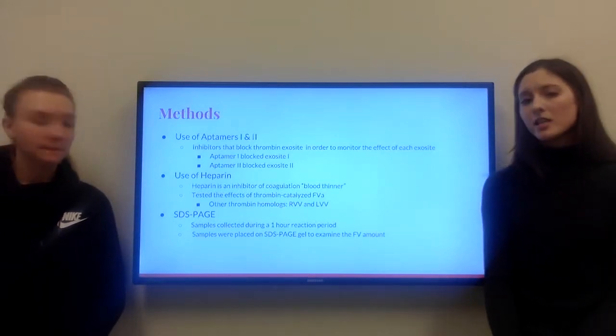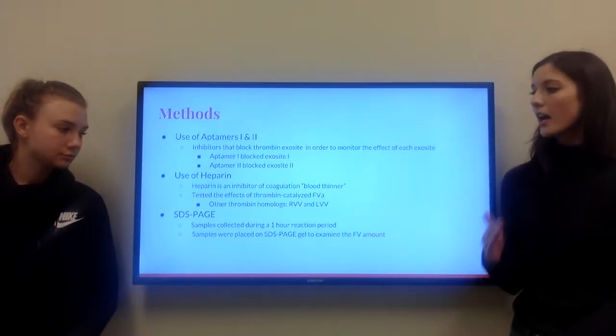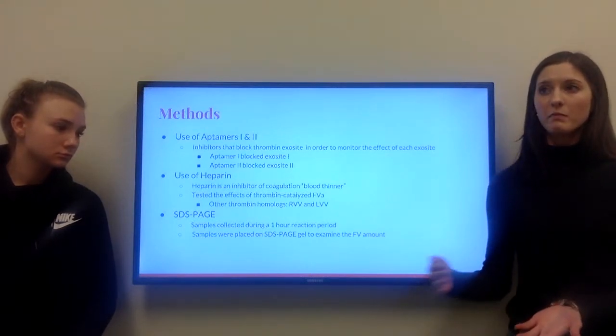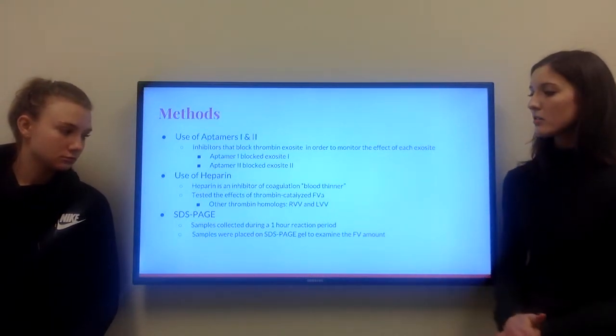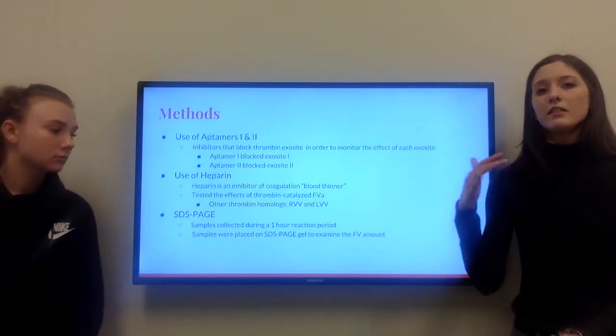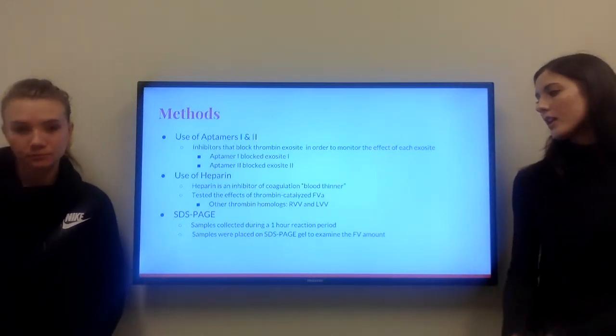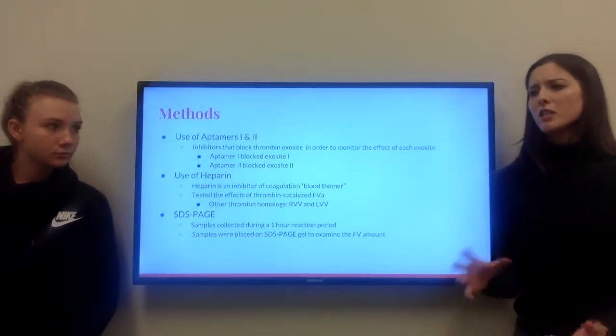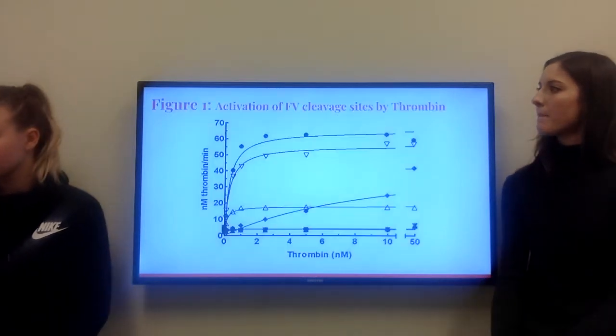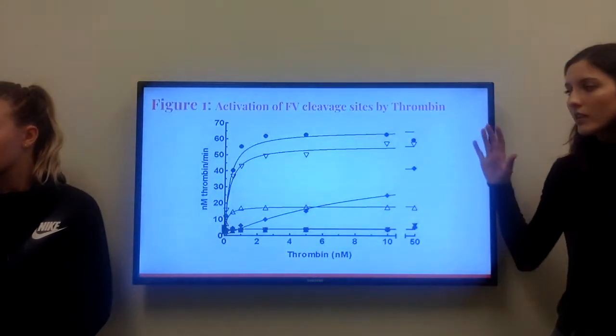Finally, after all of these tests, most of them were kind of inconclusive, which we'll see in a second. So they ran SDS-PAGE gels with samples at varying time points over an hour. Each sample was placed in a well, and then they ran the gel to see at what time point the factor 5 was actually being activated. So this was their very initial test.